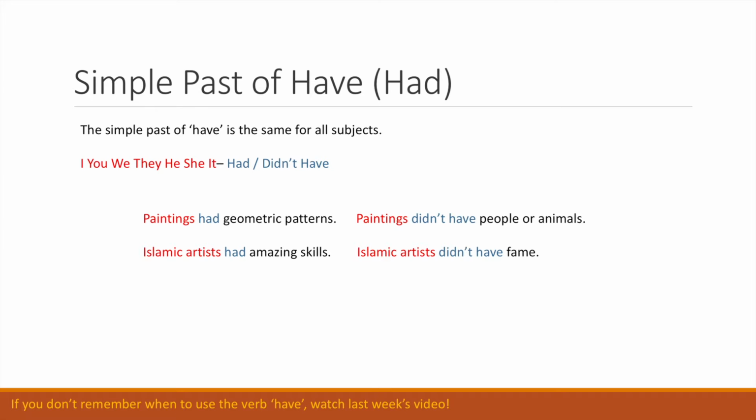To form negative statements about something in the past using the verb have, you must include the helping verb did. Did tells the listener or the reader that you're talking about something that happened in the past. So then you also must use the base verb of have. Another example, Islamic artists had amazing skills. Islamic artists didn't have fame. Again, in our second example, because we are saying something in the negative, we must use the helping verb did to indicate the past and not to indicate the negative.